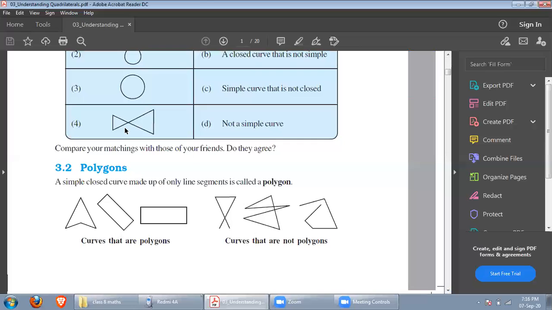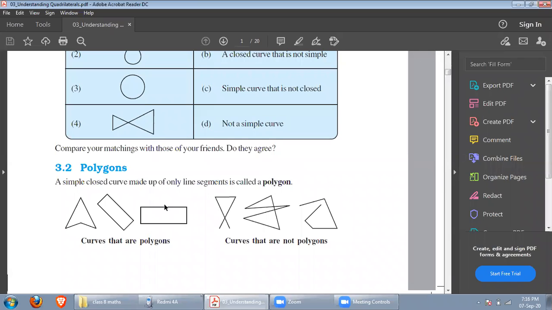What about number 3? Is it a polygon? No. Why? Because it is not made up of line segments. A simple closed curve made up of only line segments is called a polygon.